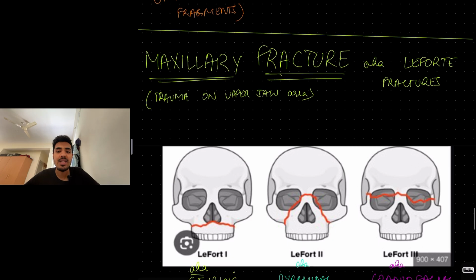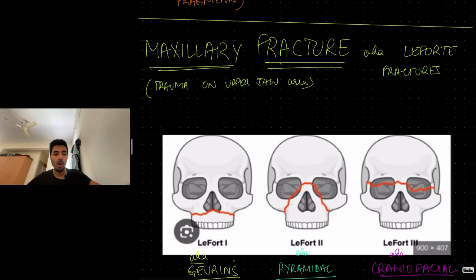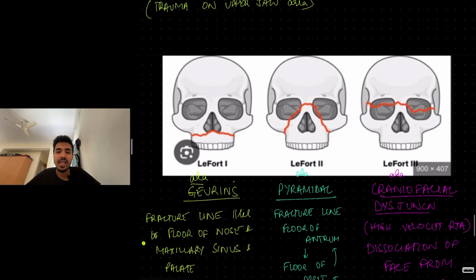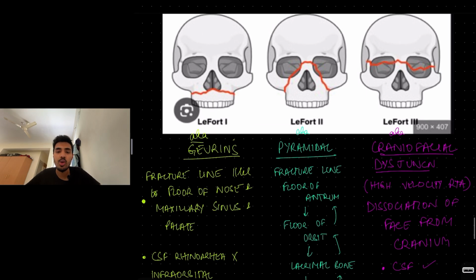Next, coming to maxillary fracture because of trauma to the maxilla or the upper jaw, also commonly known as Lefort fractures. Very, very important. Lefort fractures are of three types: Lefort 1, Lefort 2, Lefort 3. Now, Lefort 1 is also known as Guerin's fracture.